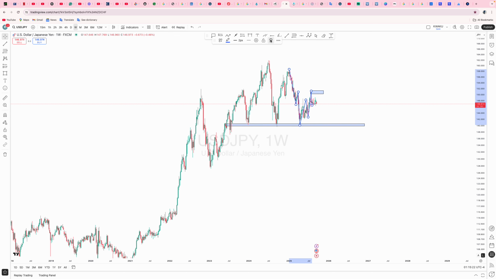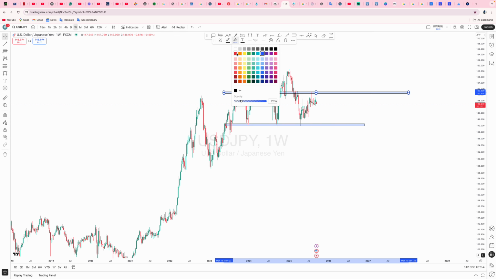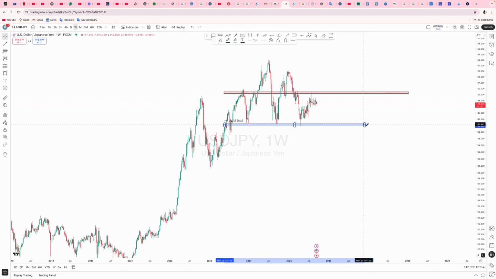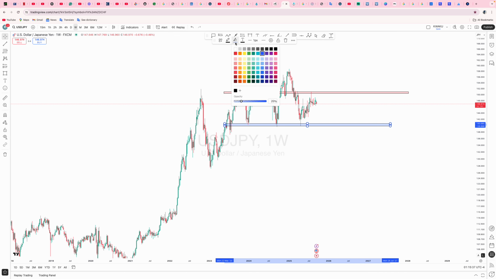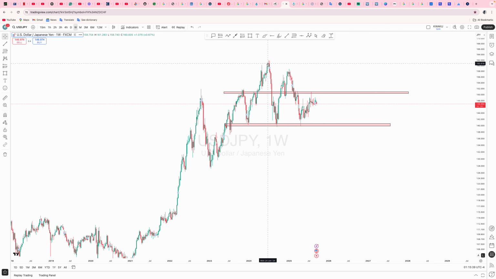Before I move on to daily, I have here my weekly resistance, and I have here as my weekly support. So I'm going to the lower time frame to see if price will not be able to push back here, but rather it will see sell pressure here and continue to drop back to the support again.